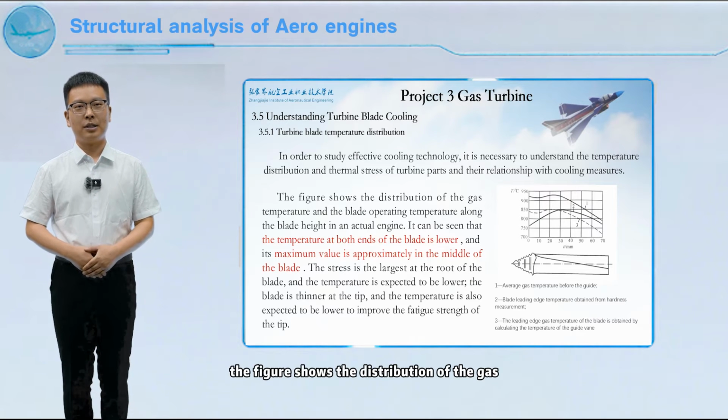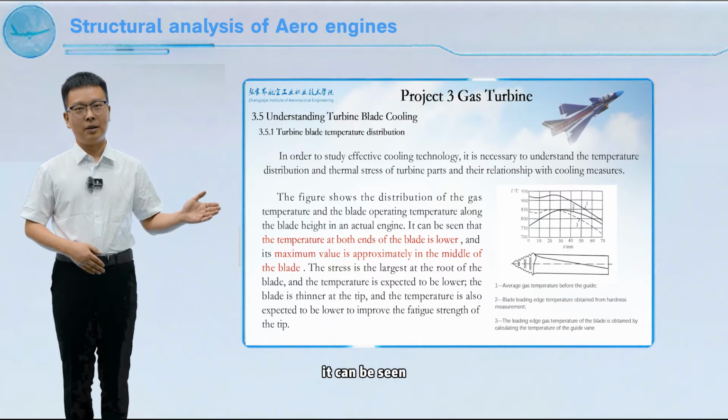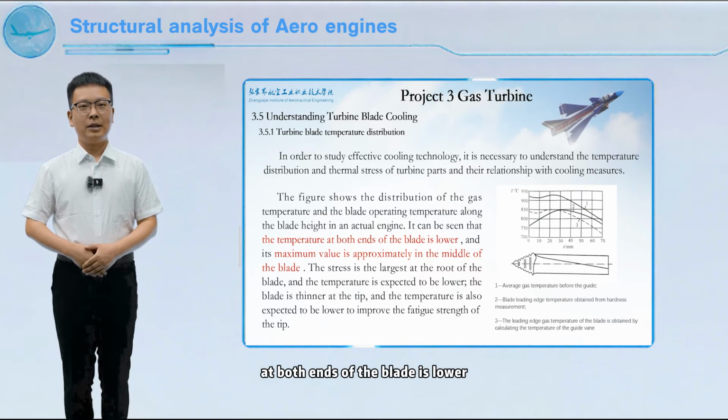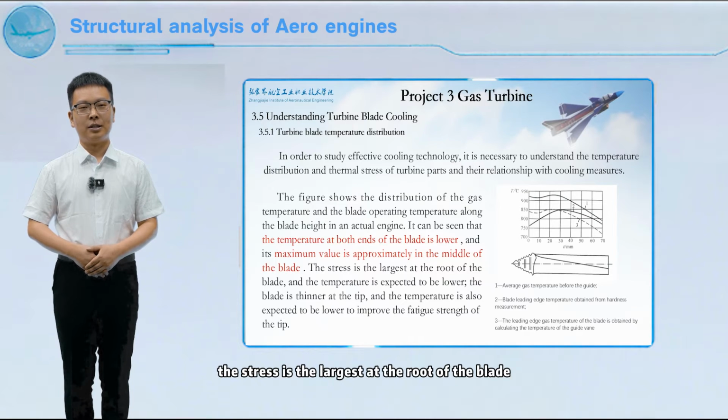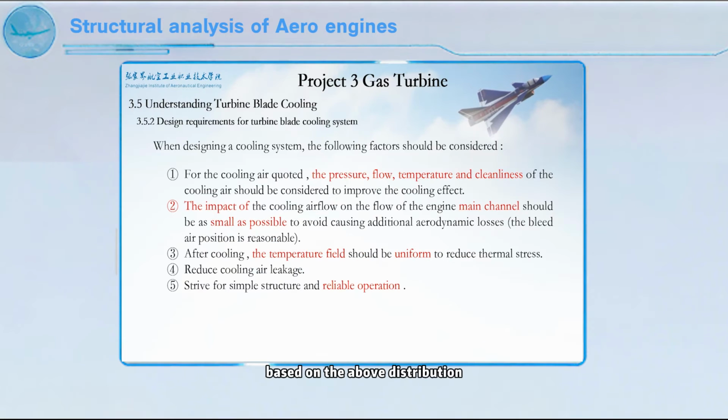The figure shows the distribution of the gas temperature and the blade operating temperature along the blade height in an actual engine. It can be seen that the temperature at both ends of the blade is lower, and its maximum value is approximately in the middle of the blade. The stress is the largest at the root of the blade, and the temperature is expected to be lower. The blade is thinner at the tip, and the temperature is also expected to be lower to improve the fatigue strength of the tip.